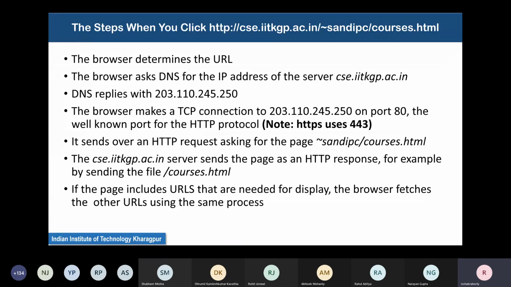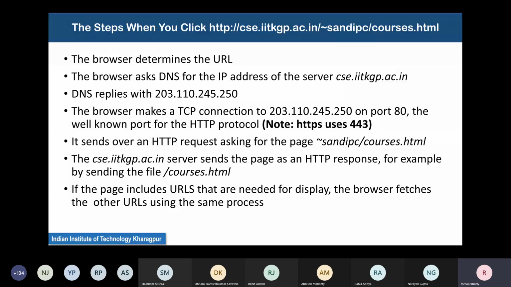So when you type http://csc.itkgp.ac.in/~sandeepc/courses.html, then the browser determines the URL. It asks the local DNS server for the IP address of the server csc.itkgp.ac.in. Suppose the DNS reply is 203.110.245.250. Then the browser makes a TCP connection to this on port 80.